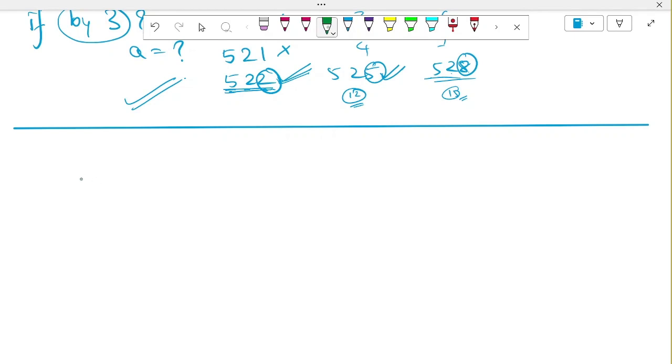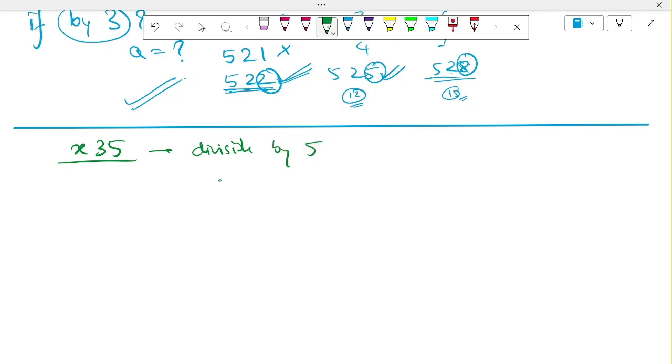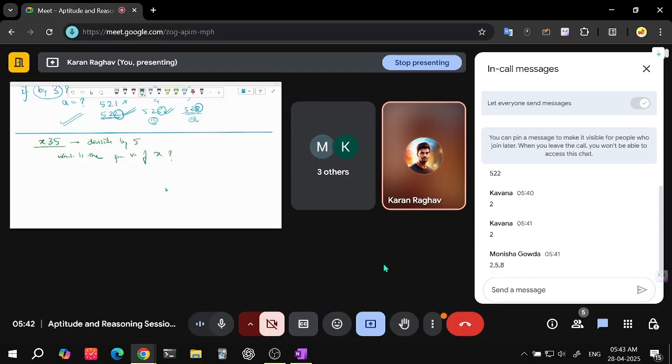Now we'll try to take another example. X35. I want this number to be divisible by 5. What is the possible value of x? What is the possible value of x if I want this number to be divisible by 5?